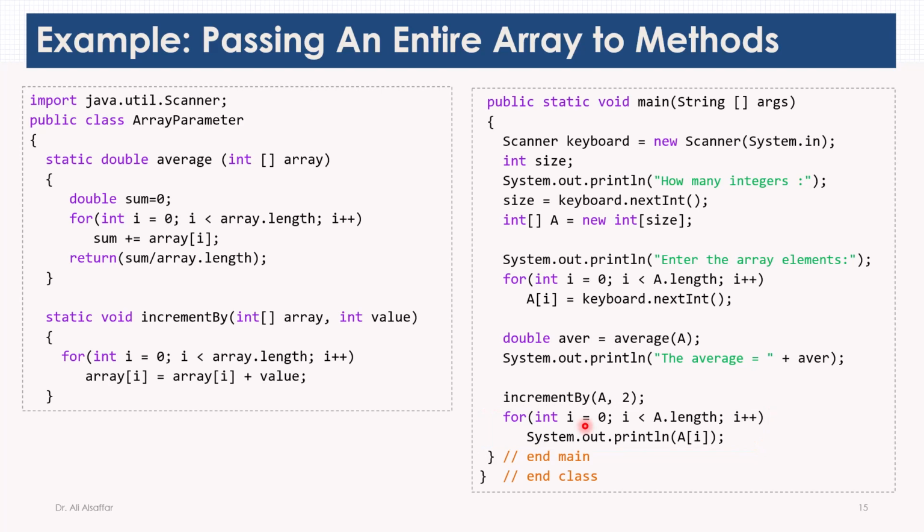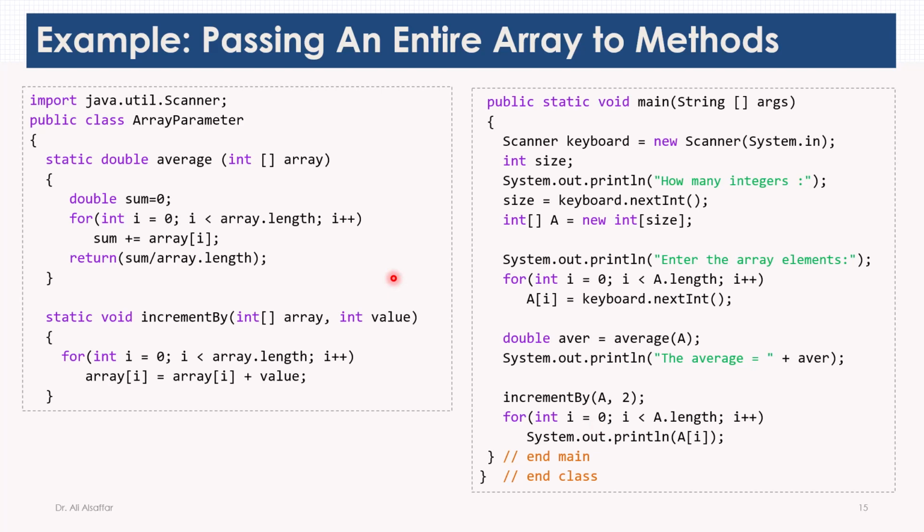So when you use the actual parameter A, the name of the array, inside the method, the formal parameter has a different name, array. However, both of them are pointing to the same array because when you call the method, the reference of A will be copied into array. So when you change the elements of array, in fact, you are also changing the elements of A.